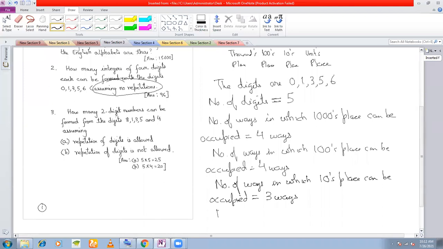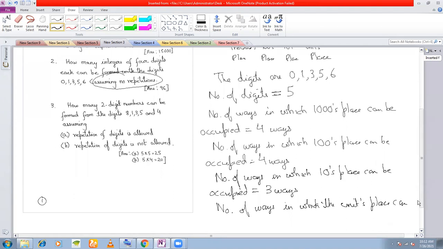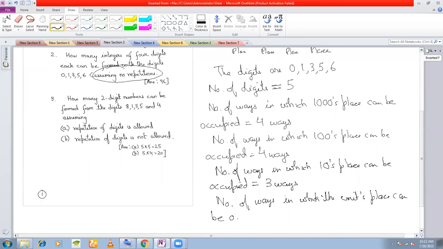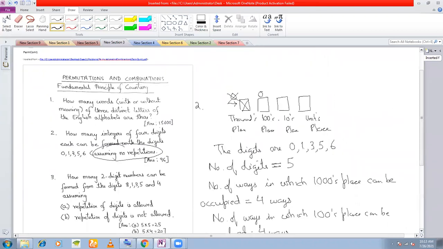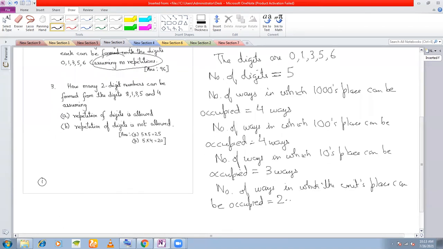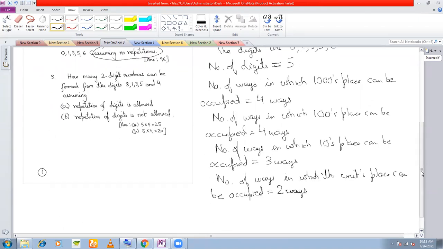And now the units place. Number of ways in which the units place can be occupied. Now see, 3 places you have already exhausted, right? This place, this place, this place. So how many digits left? Only 2 digits left, right? So you can place it only in 2 ways.